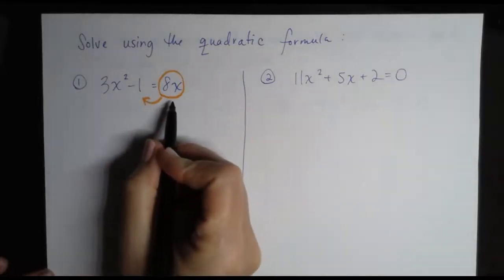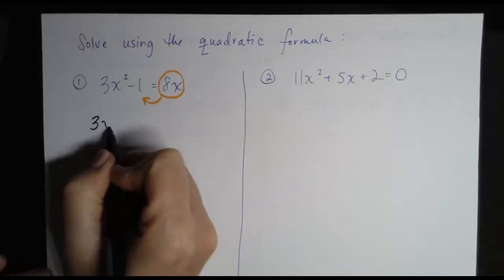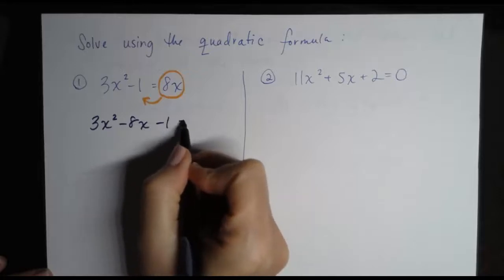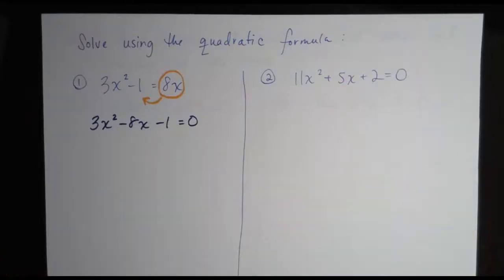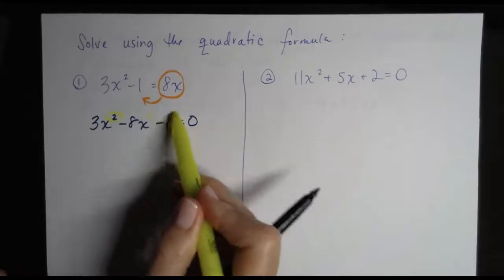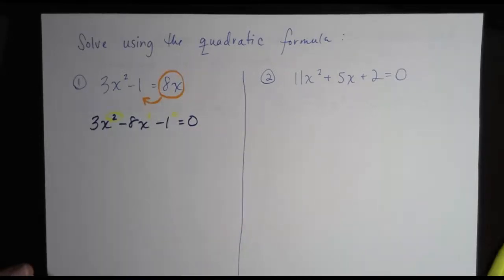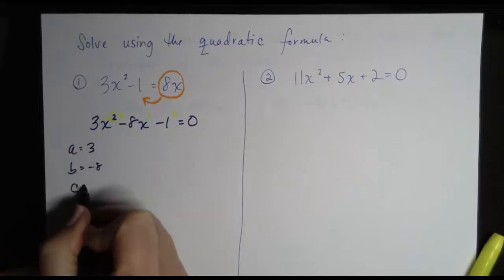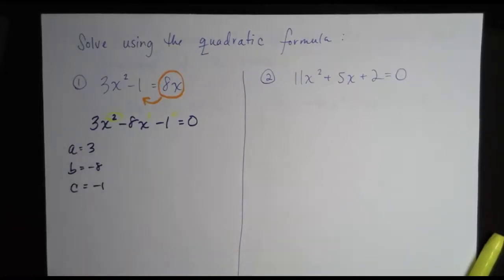So right now it is positive on the right, so on the left it will be negative. So 3x squared minus 8x minus 1 equals 0. Note that it's in descending order according to the exponents. That's what we're looking for. That means that A is 3, B is negative 8, and C is negative 1.